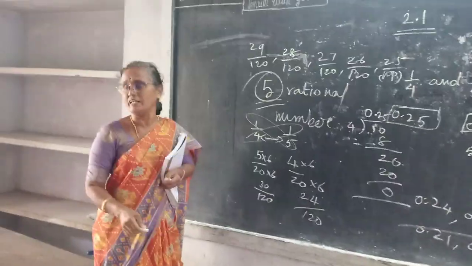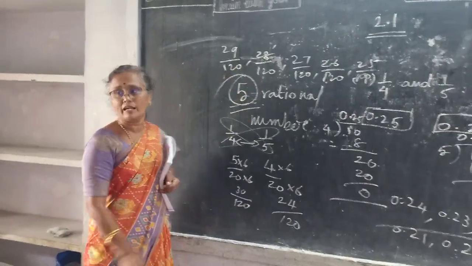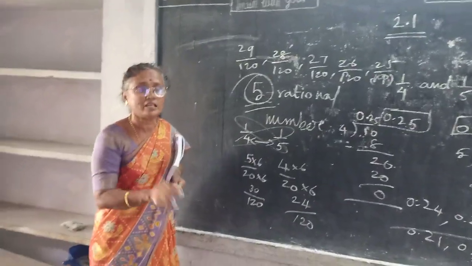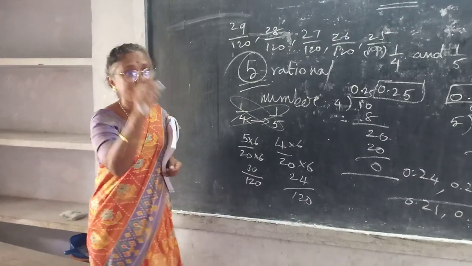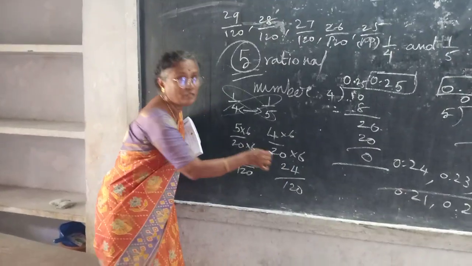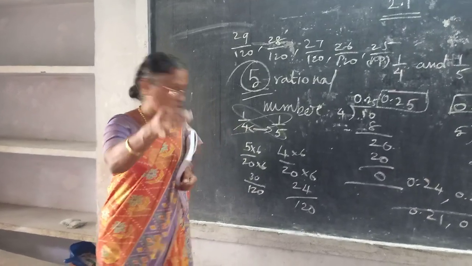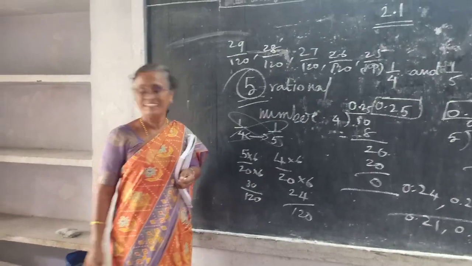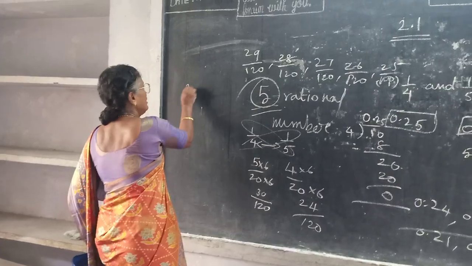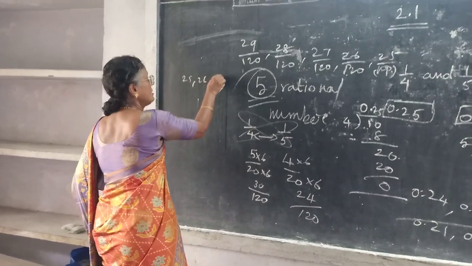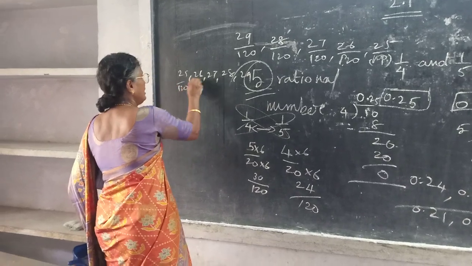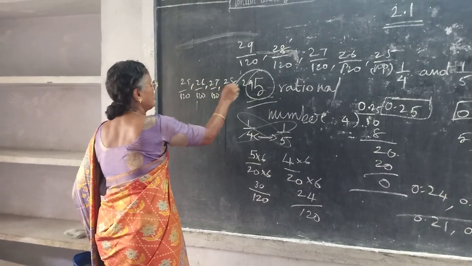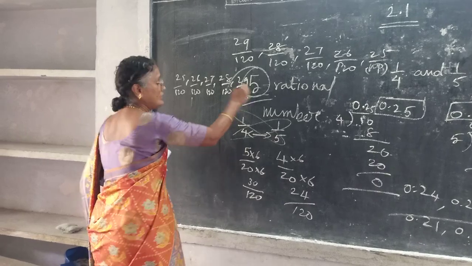However you want to write it, you can write it that way, whichever you prefer, whichever you feel is convenient and easy, because this is 24. We know that 24 means 25, 26, 27, 28, 29 by 120, by 120, by 120, by 120, by 120.